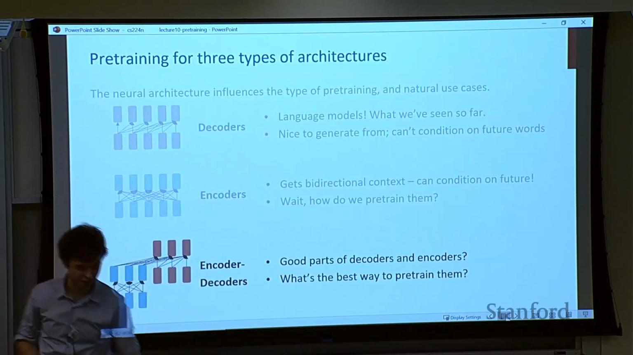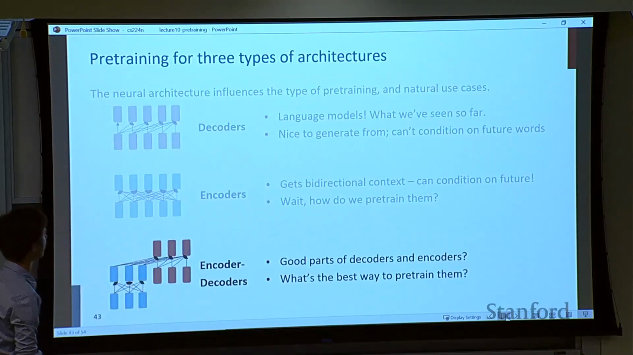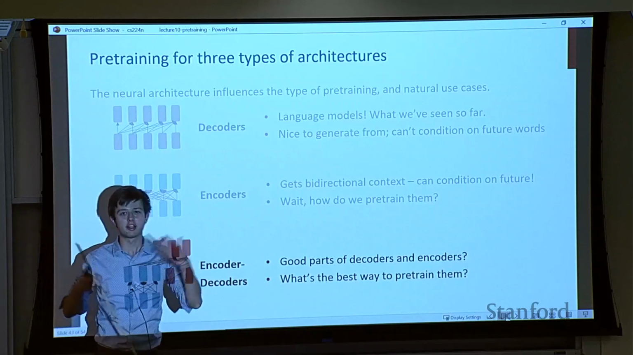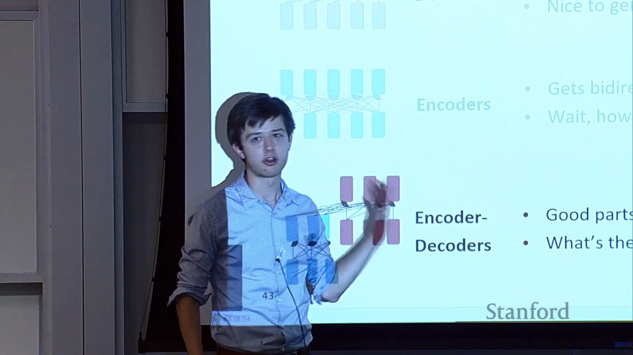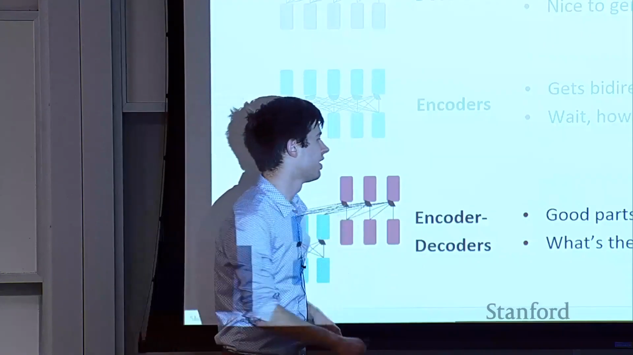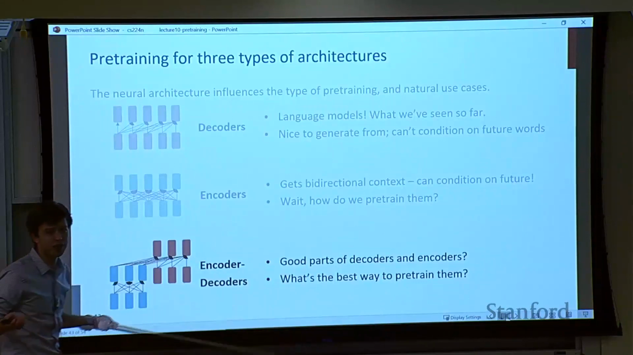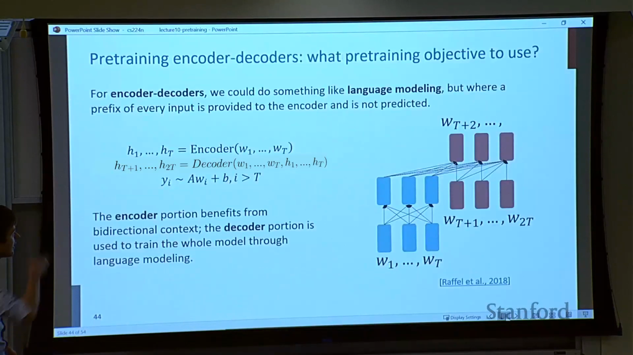Very briefly on the encoder-decoders. So we've seen decoders can be good because we get to play with them as language models. Encoders give us that bidirectional context. So with encoder-decoders, maybe we get both. In practice, they're actually pretty strong.